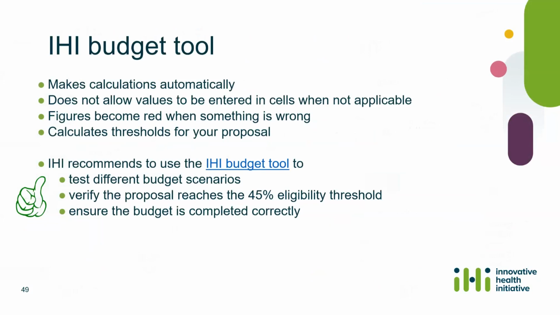And the tool also calculates for you the different thresholds for your proposal. So IHI really recommends you to use that tool to test different budget scenarios, to play a bit with the different figures and see when you reach the 45% eligibility threshold, and also to ensure that your budget is completed correctly, because you may make mistakes that actually impact directly the calculation of the 45%. So it's really important to make sure that your budget is correctly completed.